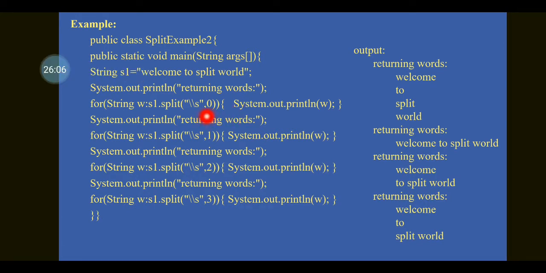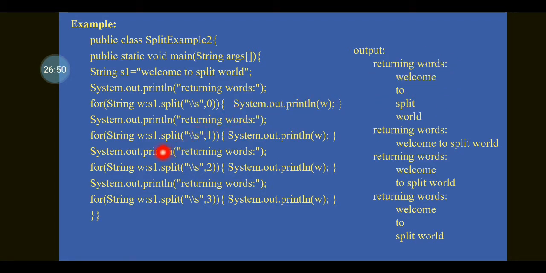here 0 acts as a limit, that is a length limit, and then slash s means the non-space characters. So here in "welcome to split world", the non-space characters, that is welcome, to, split and world, will be considered separately, and 0 means the limit is set as 0. So each and every one, welcome will be considered as a separate string, and to will be considered as a separate string, and split will be considered as a separate string, and world will be considered as a separate string. So it will return like this.